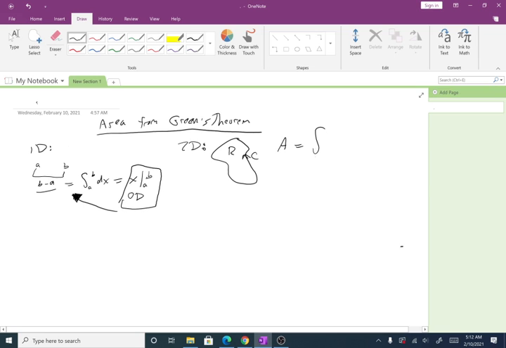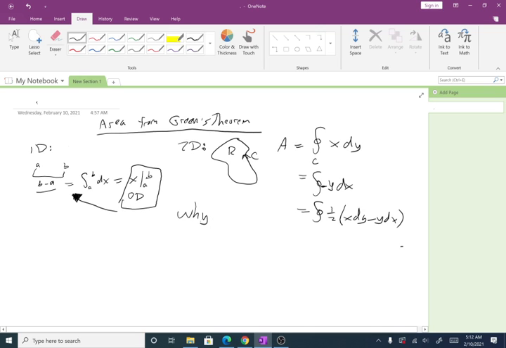It's a line integral. It's actually either x dy, or minus y dx, with a negative sign in front of the y, or the average of these two things, so half of x dy minus y dx. You can use any of these to compute the area.